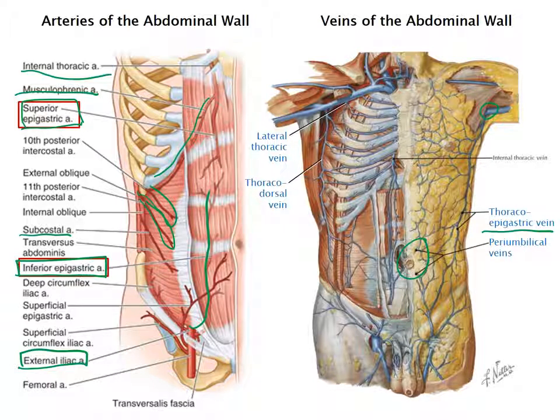Also notice the thoracoepigastric vein communicates with the periumbilical veins, and it will drain back to the axillary vein. The thoracoepigastric vein is often in the way for breast surgeons when they are performing axillary dissections.